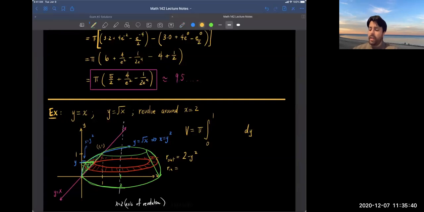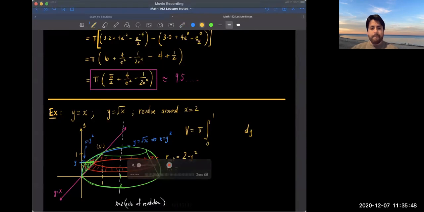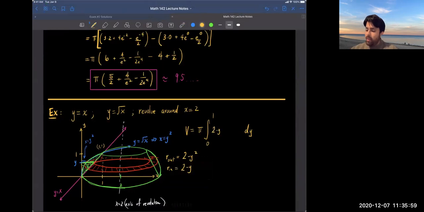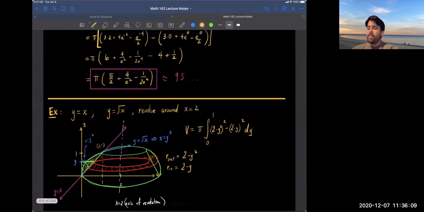What would be the inner radius or the smaller radius? How would you express it? 2 minus y. That's right. So guess what I have? I got (2 minus y) squared minus... no, (2 minus y) squared, parentheses squared, minus (2 minus y) squared. And this is my setup.